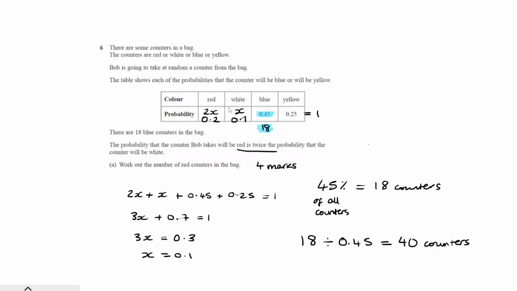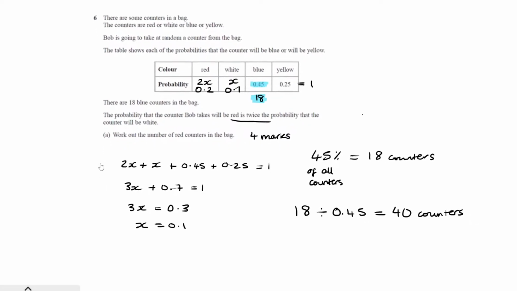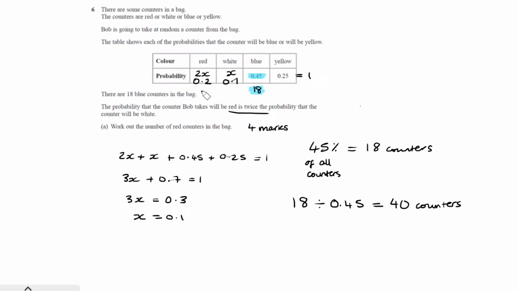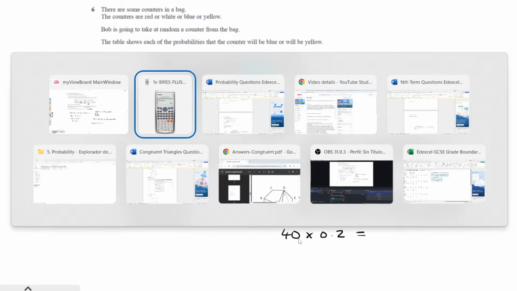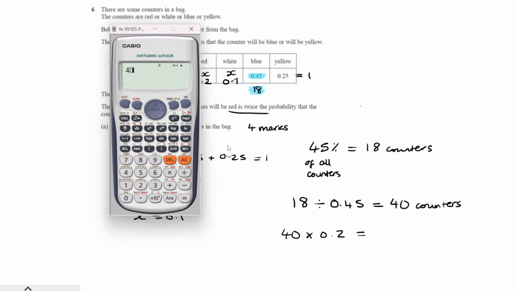So then all I need to do to find the red is just percentages in the correct direction, isn't it? Not reverse anymore. I want to know what 20% of 40 is, which you could work out yourself, or you could just do it normally by multiplying. 40 times 0.2 is 8.